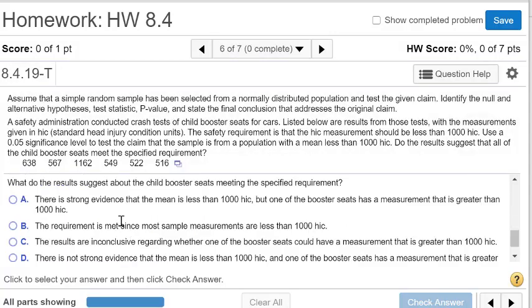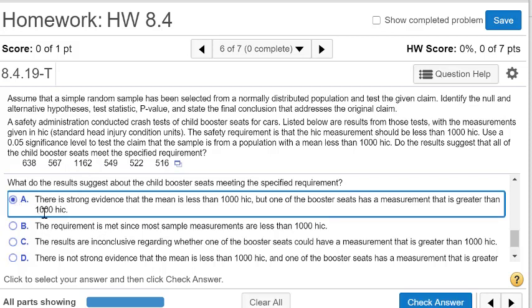So what do the results suggest about the child booster seats meeting the specific requirements? So we rejected the null hypothesis, so we were able to support the claim. There's strong evidence that the mean is less than 1,000, but one of the booster seats has a measure greater than that. I can see that one of the measurements here is 1,162. So this looks like it would make sense.